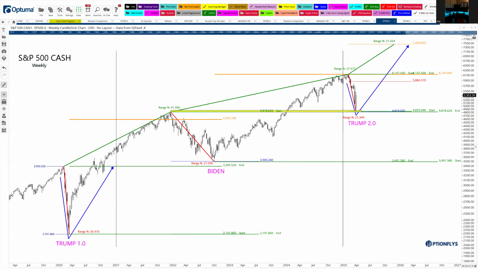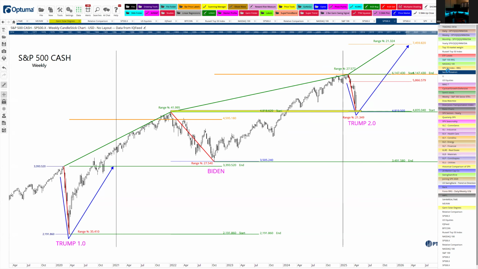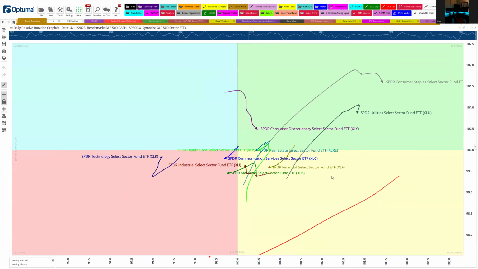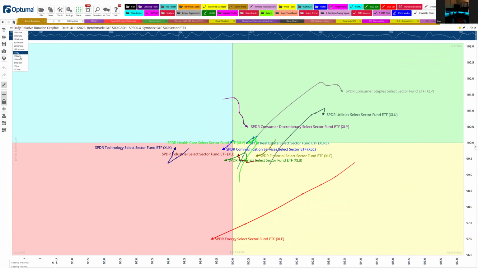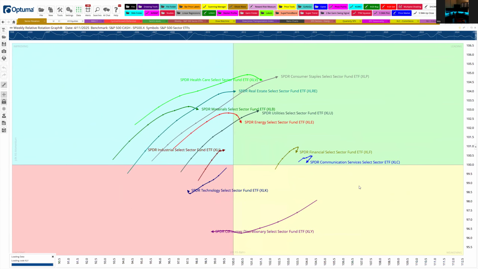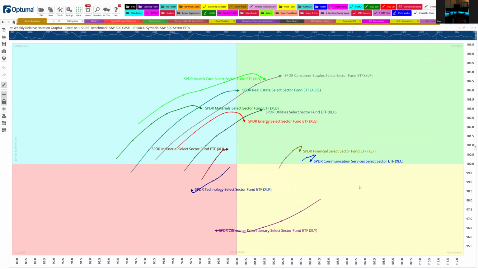Without semis and software, industrials, financials... okay, let's do this. Let's go to a rotation. Look, this is a weekly rotation. Where do you see the weakness right now? XLY. The consumer discretionary sector is in the lagging quadrant in the coming weeks.